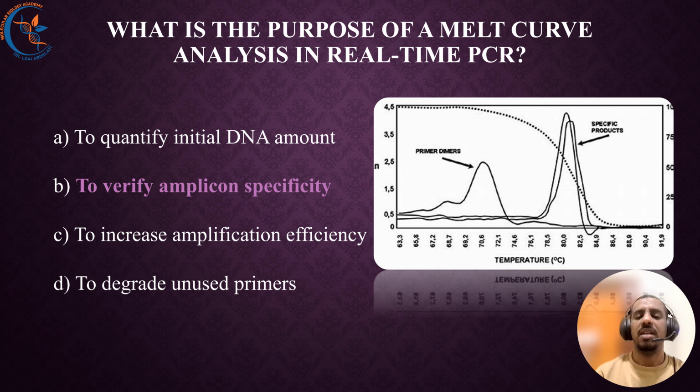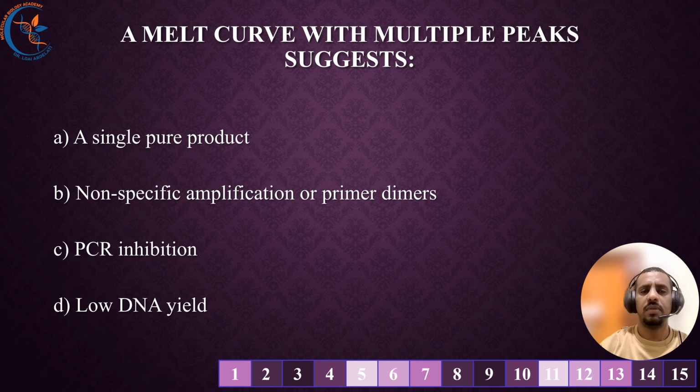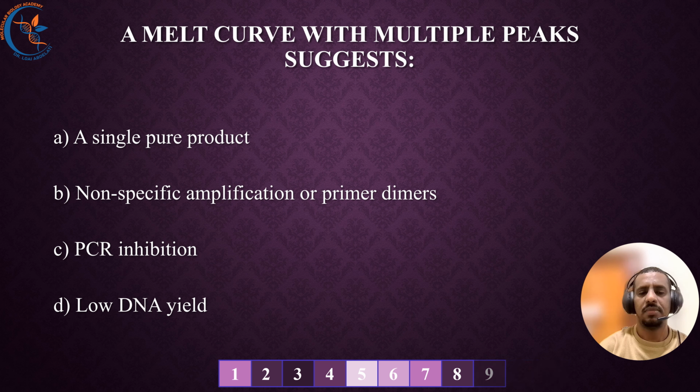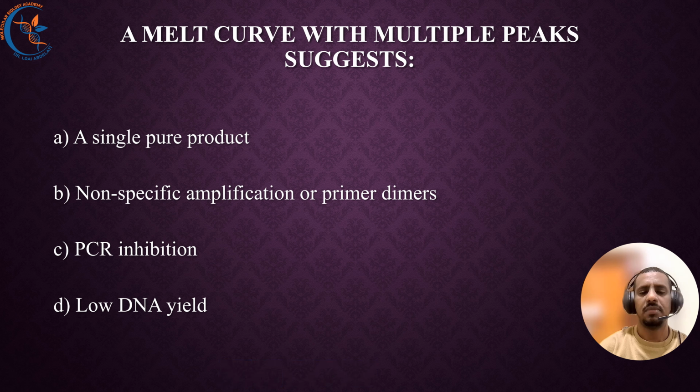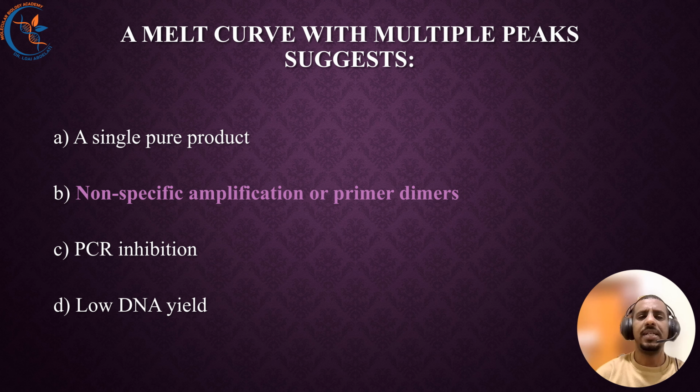All right, let's move on. Okay, the next question. A melt curve with multiple peaks suggests... the correct answer is non-specific amplification or primer dimers. All right, let's move on.